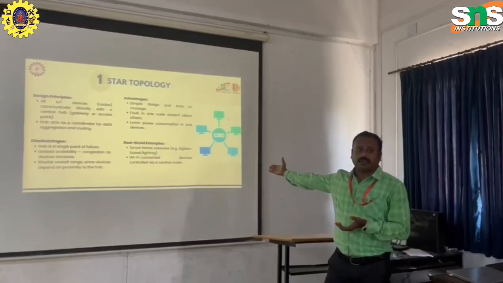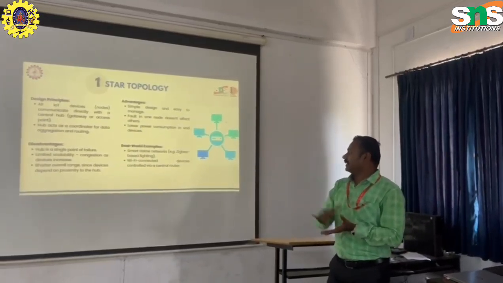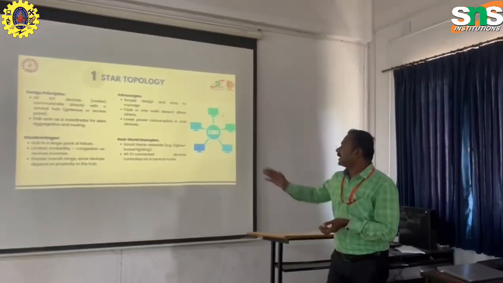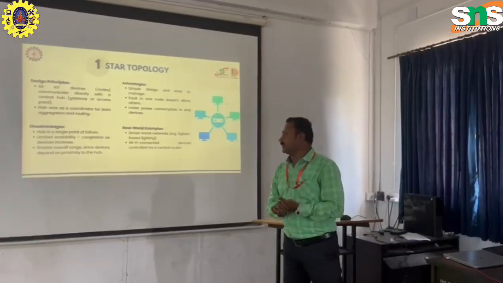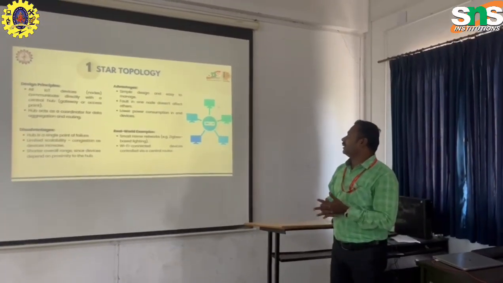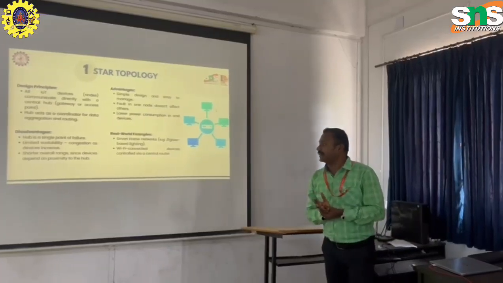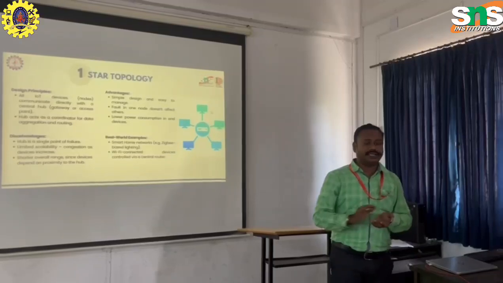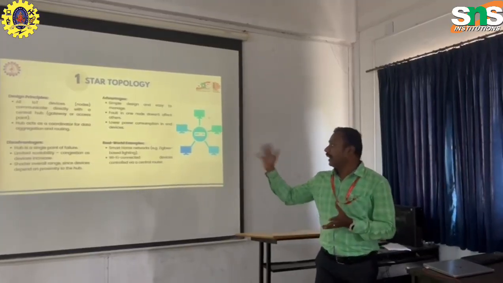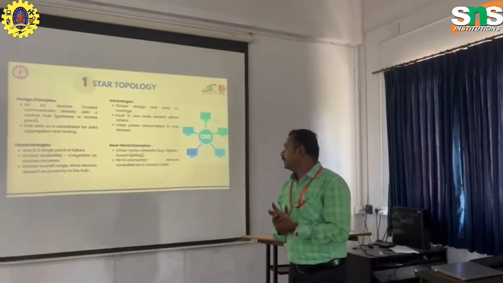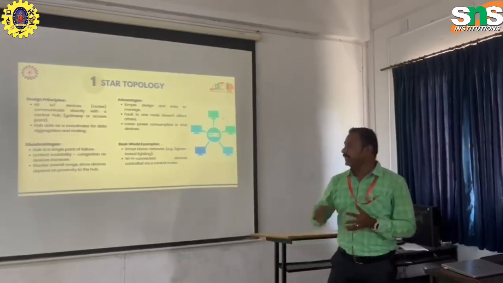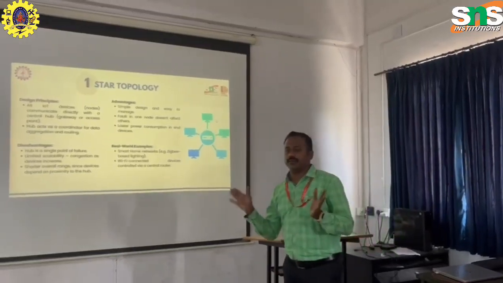The basic star topology schematic is given here. Some real world examples are smart home networks, Zigbee based lighting and Wi-Fi connected devices controlled via a central router. Then the advantages: simple design and easy to manage, a fault in one node does not affect others, and low power consumption in end devices. Then the disadvantages: the hub is a single point of failure, which is a big disadvantage, there is limited scalability, and the overall range is very short, so it is a shorter communication range. These are a few of the disadvantages.